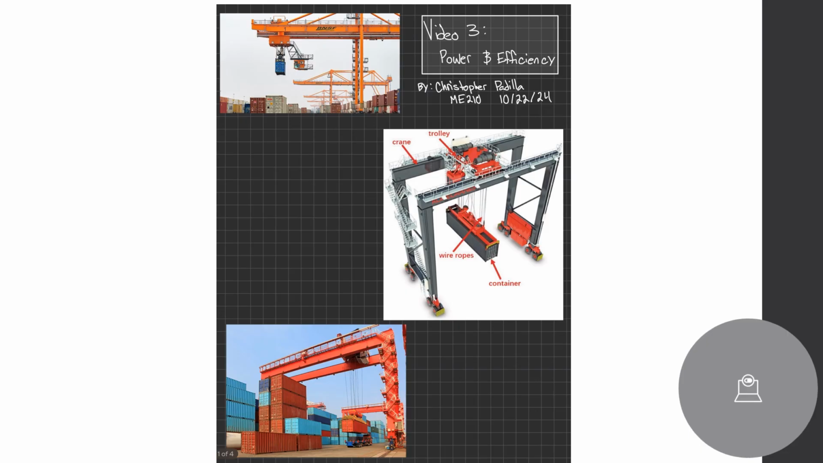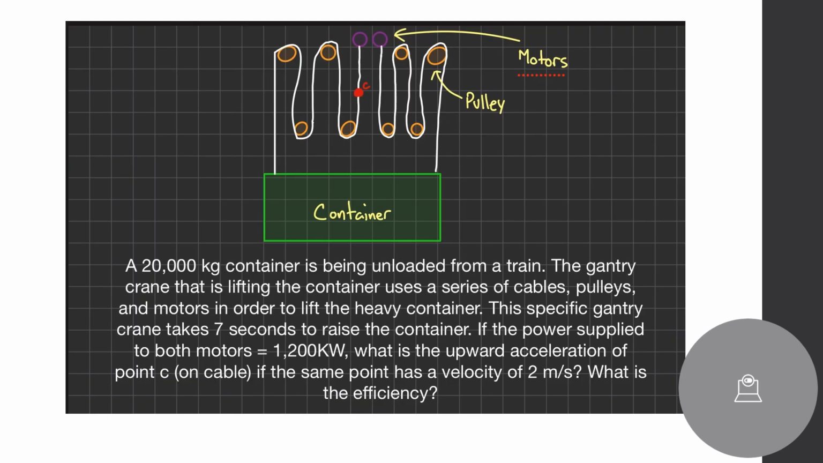Now, this problem involves gantry cranes, and specifically these cranes are the ones that move containers between trains to trucks, then off to stores, or from dry docking situations, as the bottom photo shows, to truck traffic. With this specific problem, a 20,000 kilogram container is being unloaded from a train. The gantry crane that's lifting the container uses a series of cables, pulleys, and motors in order to lift the heavy container. This specific gantry crane takes 7 seconds to raise the container.